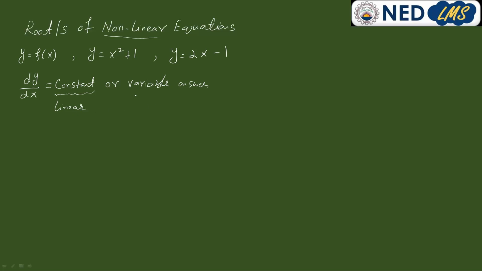And if you are getting an answer which is dependent, it is changing at different locations, at different times, at different positions, so there is a different rate of change. In that case you are getting a non-linear behavior. So if the derivative is constant, it represents linear.